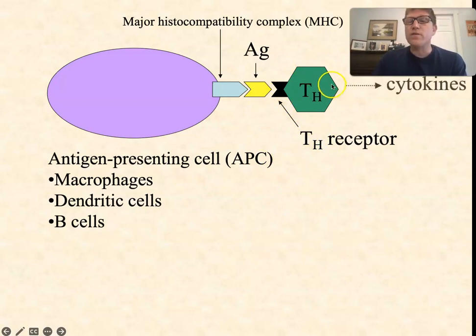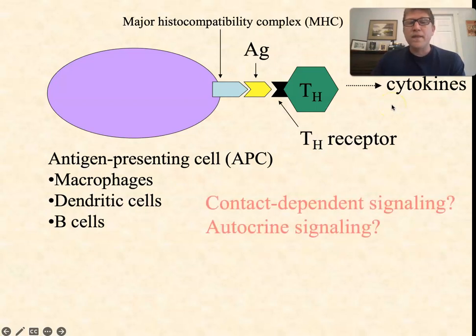Now, interestingly, when the helper T cell recognizes an antigen being presented to it, the helper T cell responds by producing cytokines. Cytokines are cell-to-cell communication molecules. So the antigen was a signal. These cytokines are also signals that help to coordinate the immune response. Some of these cytokines will bind to cytokine receptors on the helper T cell. Some cytokines will bind to cytokine receptors on the antigen-presenting cell, and others will diffuse away and interact with other cell types that are out there.